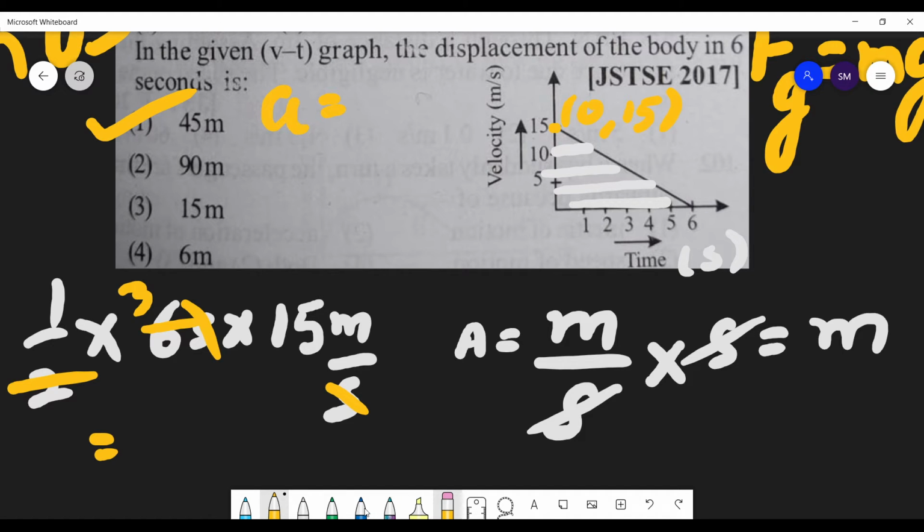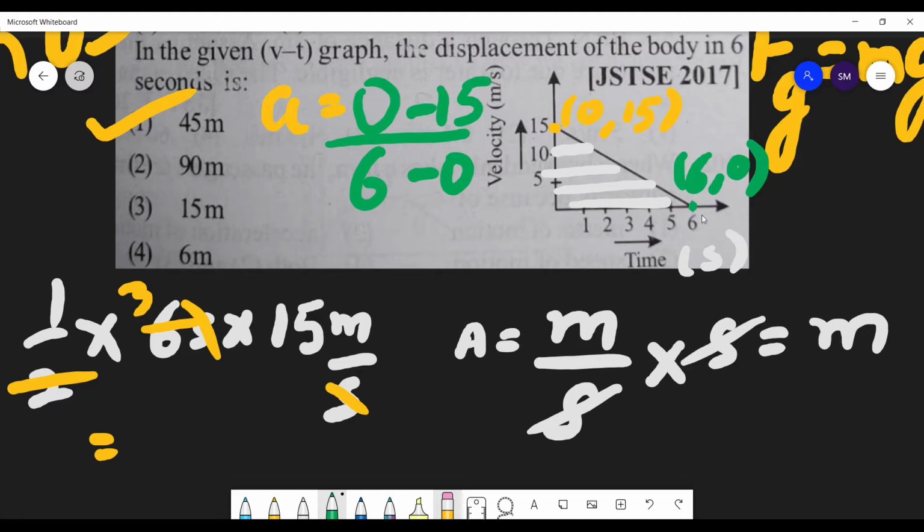And at this point the coordinates are 6, 0, right? So how much is the change in velocity? Final velocity minus initial velocity, that is the change in velocity. So 0 minus 15, that is v2 minus v1, divided by t2 minus t1, which is 6 minus 0. Time is increasing, but velocity is decreasing, so the slope will be negative, right? So how much will be the slope? How much is the acceleration?